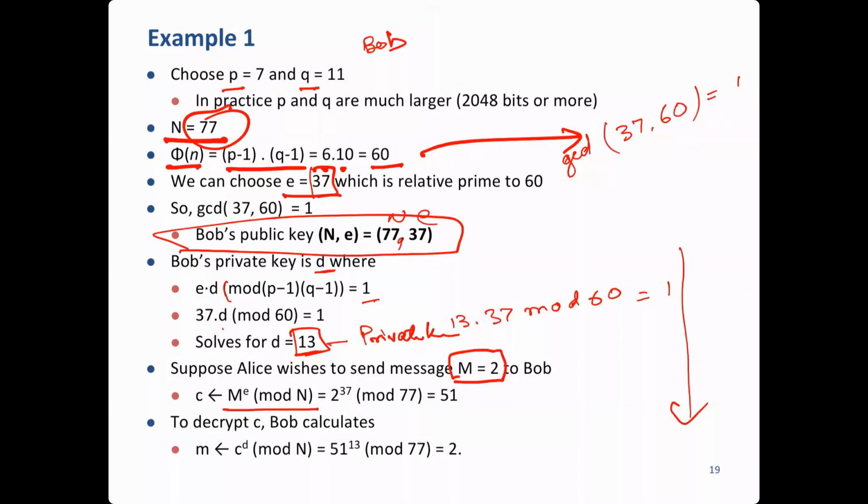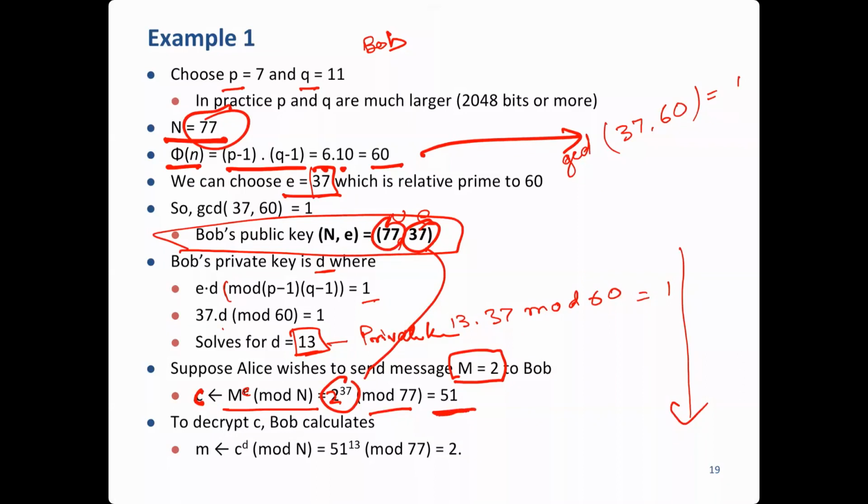She creates a cipher text C. So she will take M is equal to 2, then E is 37, which comes from the public key. Then mod N is equal to 77. The mod also comes from the public key. And she calculates C; if you just solve this, again, you can use modular mathematics to solve it easily. The answer is 51.